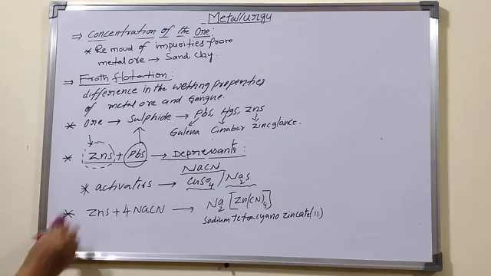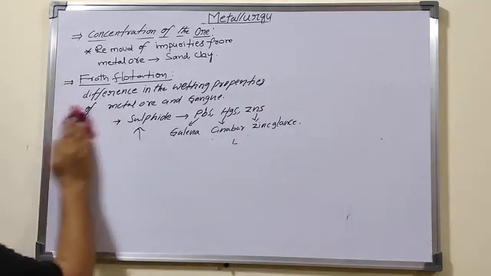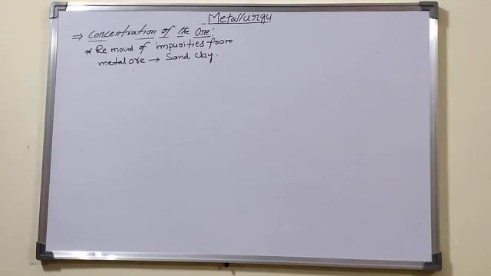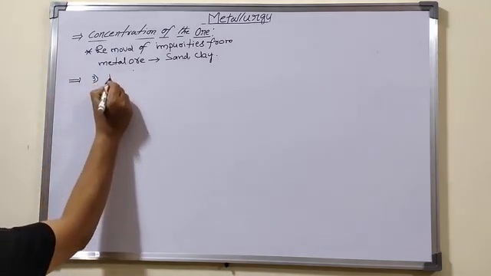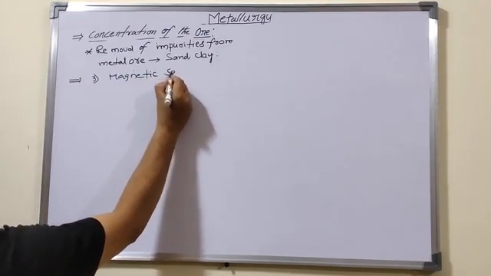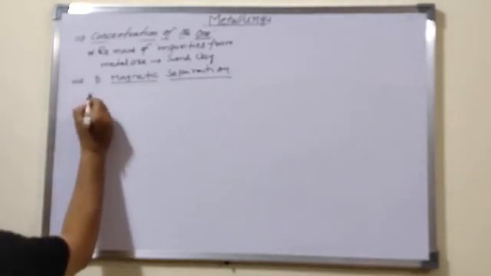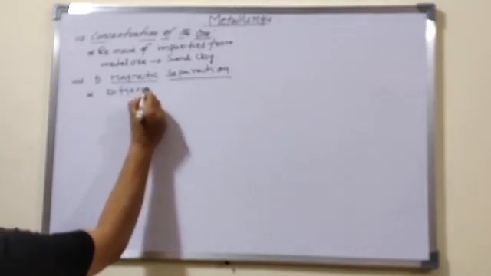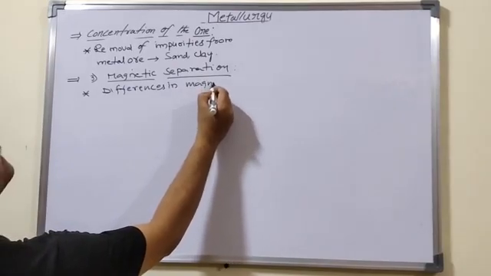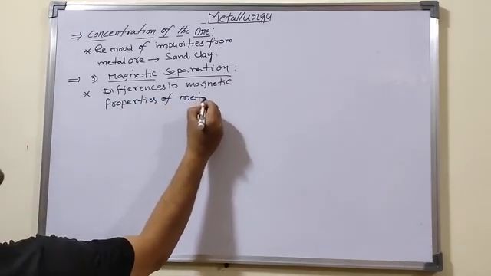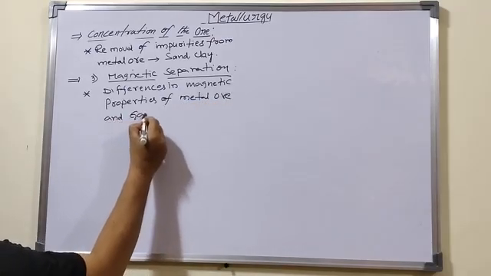This is the froth flotation method we have. Next, magnetic separation. How is magnetic separation going to be carried out? Let me discuss. Magnetic separation is a very easy method. What is the basic property we are using here? It is based on differences in magnetic properties of metal ore and gangue particles.